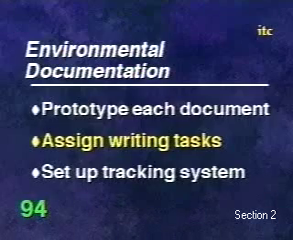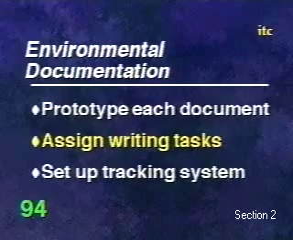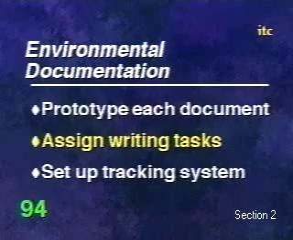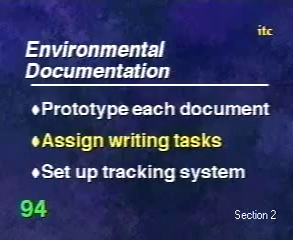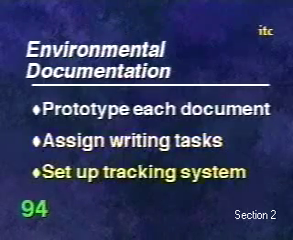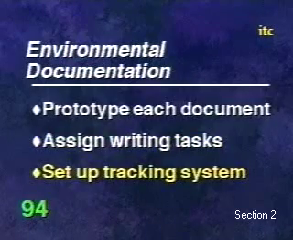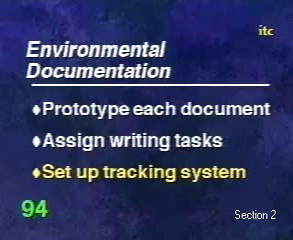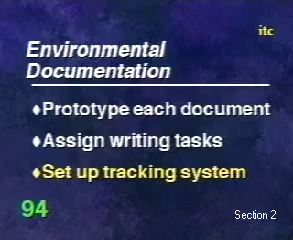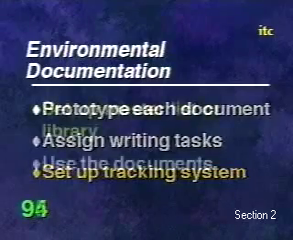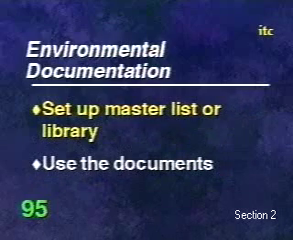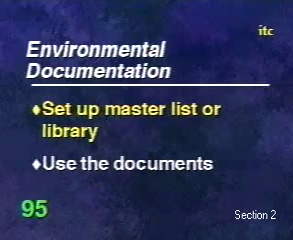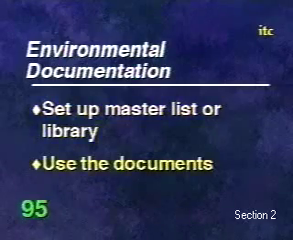Fourth, assign writing tasks. For instance, procurement personnel should be involved in the establishment of written procedures for procuring equipment, hazardous materials, or environmental services. Fifth, set up a document tracking system. Ensure that within the format chosen, there's a way to track document revisions, page numbers, and authorization signatures. Sixth, set up a master list or library of environmental documents. And finally, don't forget to use the documents.